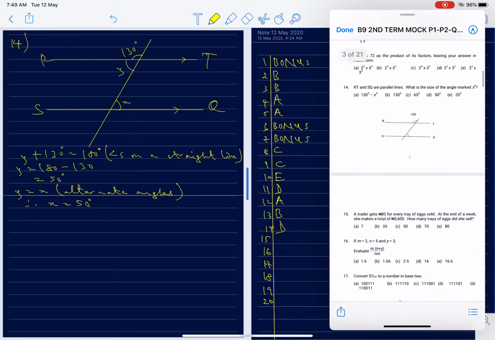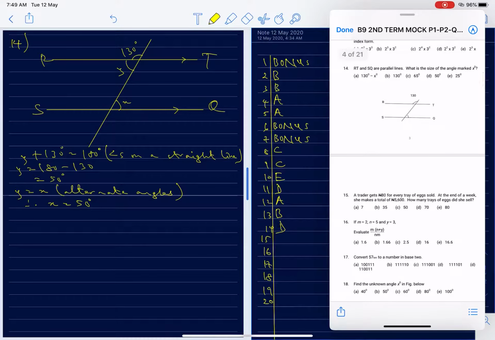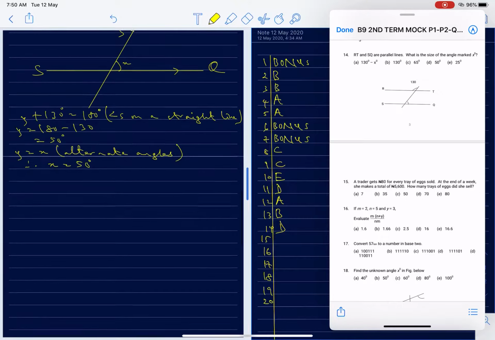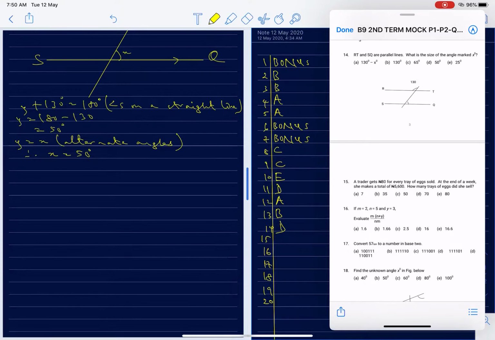Now to 15. A trader gets 80 naira for every tray of eggs sold. At the end of a week, she makes a total of 5,600 naira. How many trays of eggs did she sell? 80 naira for every tray, and she made a total of 5,600 at the end of a particular week. How many trays? Of course, that's division.